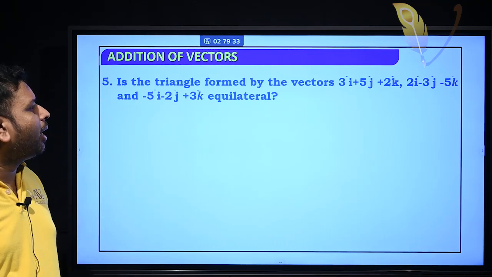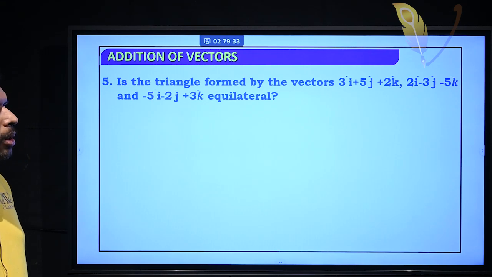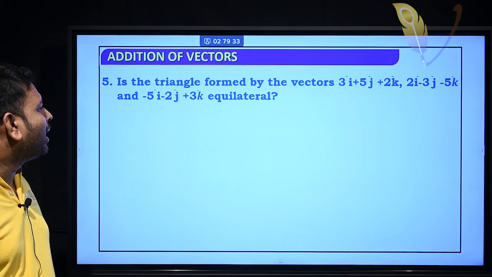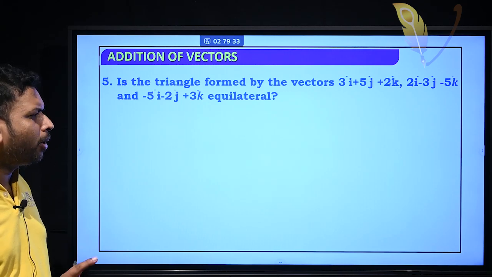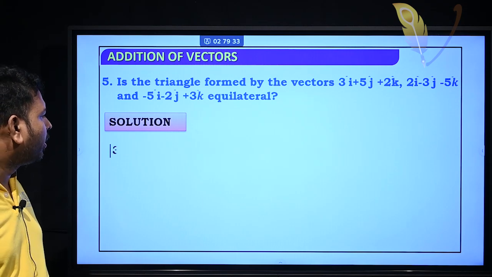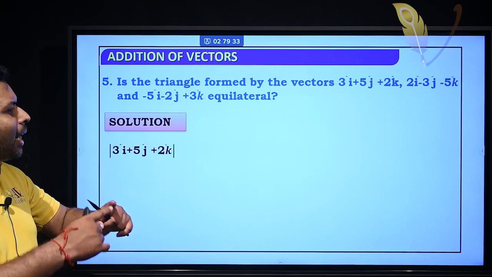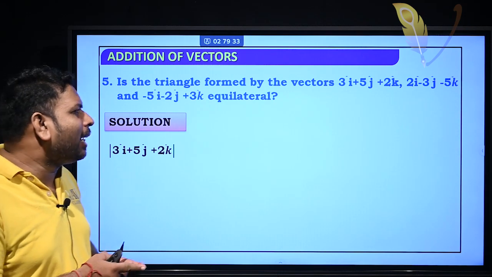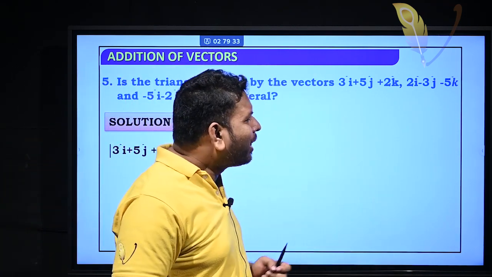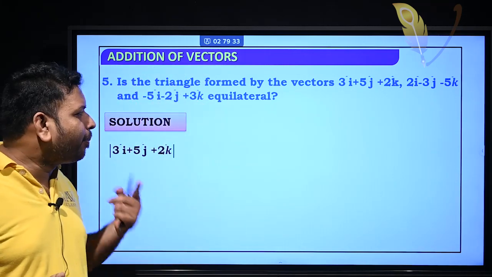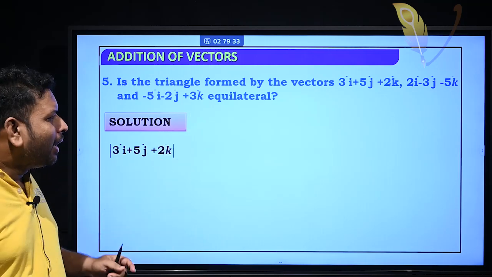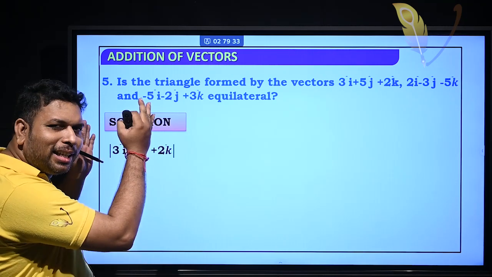In the triangle formed by the vectors 3i cap plus 5j cap plus 2k cap, 2i cap minus 3j cap minus 5k cap and minus 5i cap minus 2j cap plus 6k cap are equilateral. Okay, solution. Here we have made a triangle with sides 3i cap plus 5j cap plus 2k cap, 2i cap minus 3j cap minus 5k cap, another side minus 5i cap minus 2j cap plus 3k cap. Now find the modulus of these three sides.